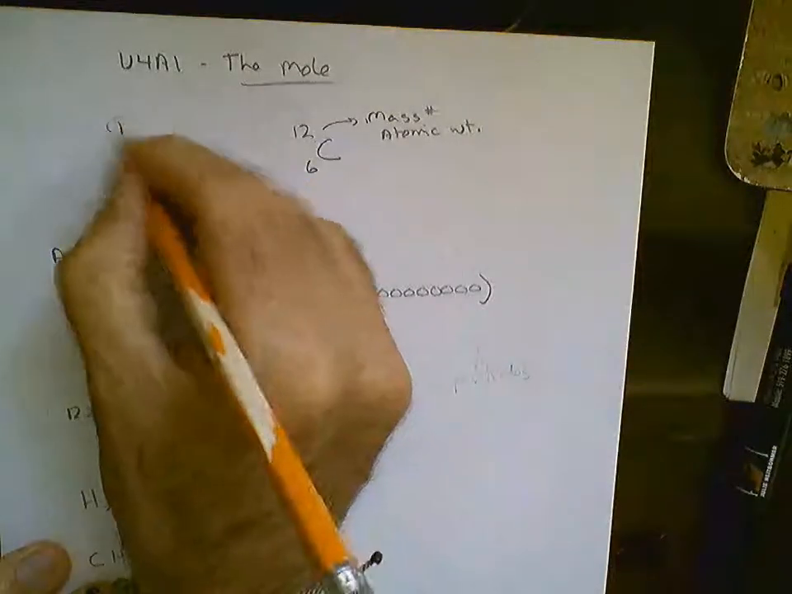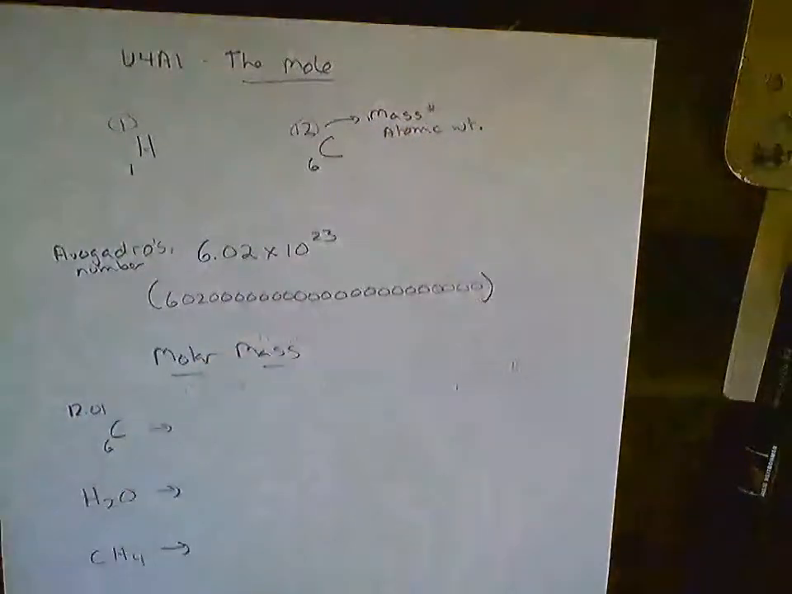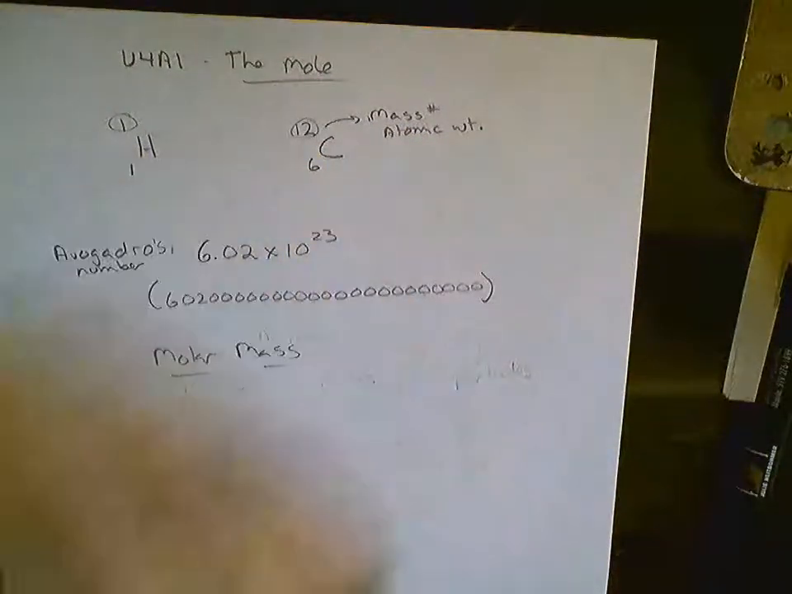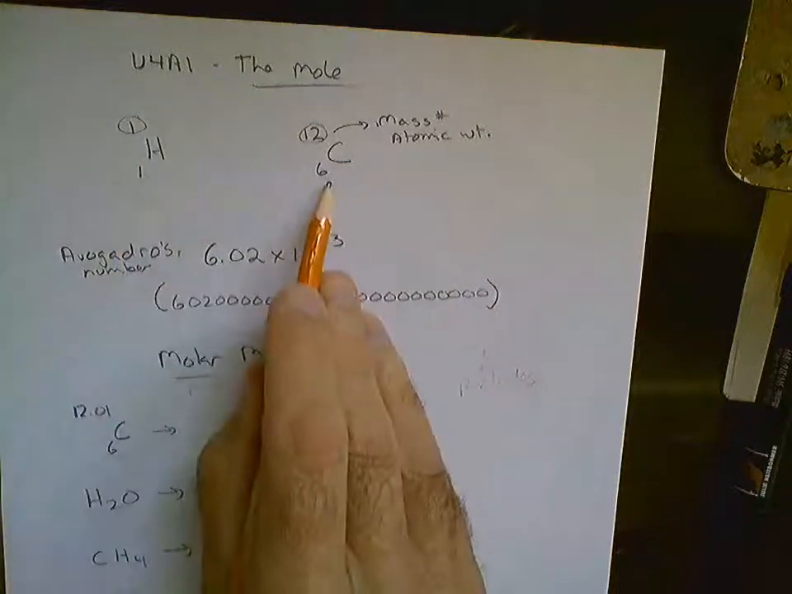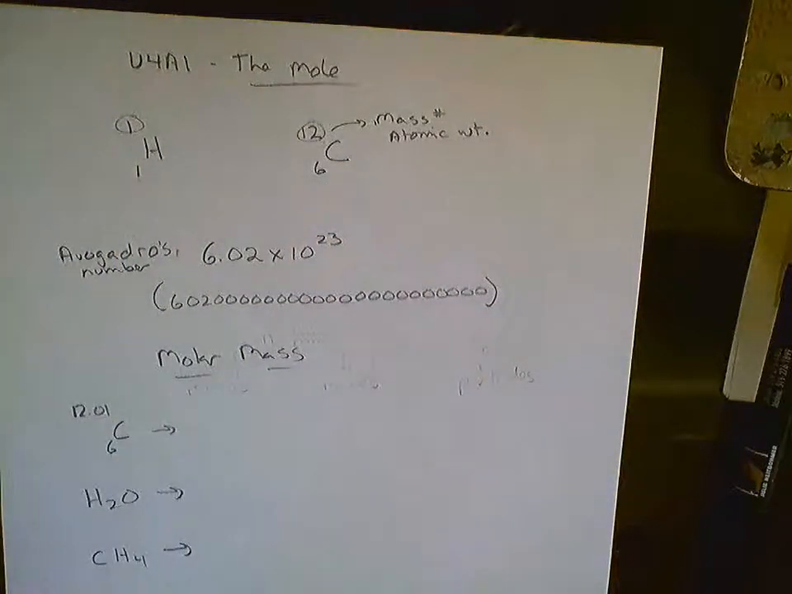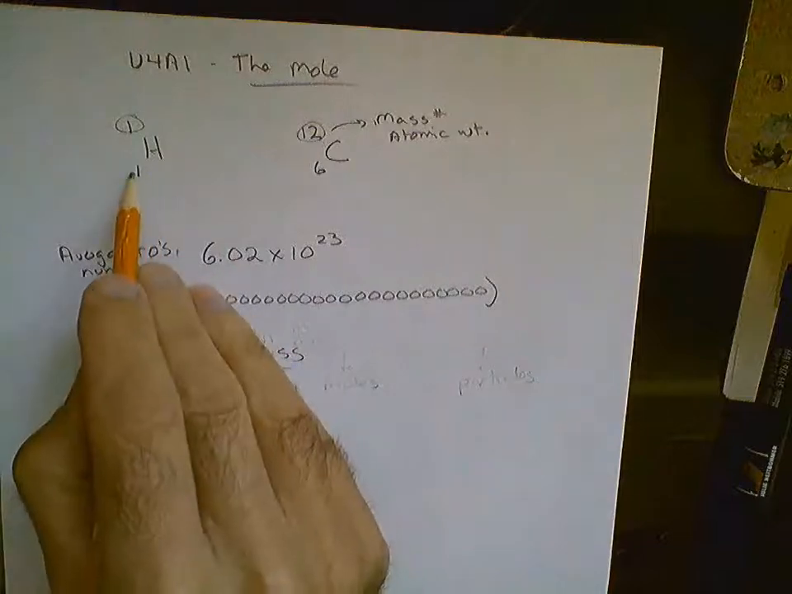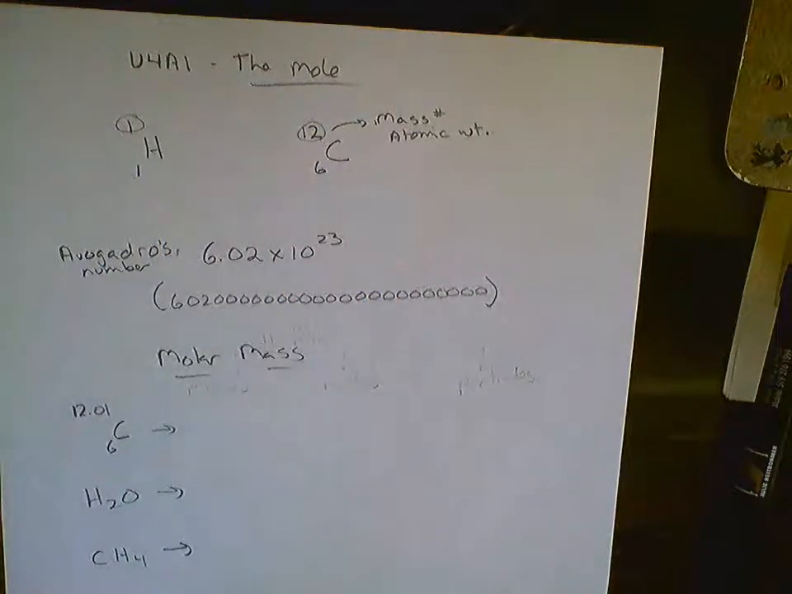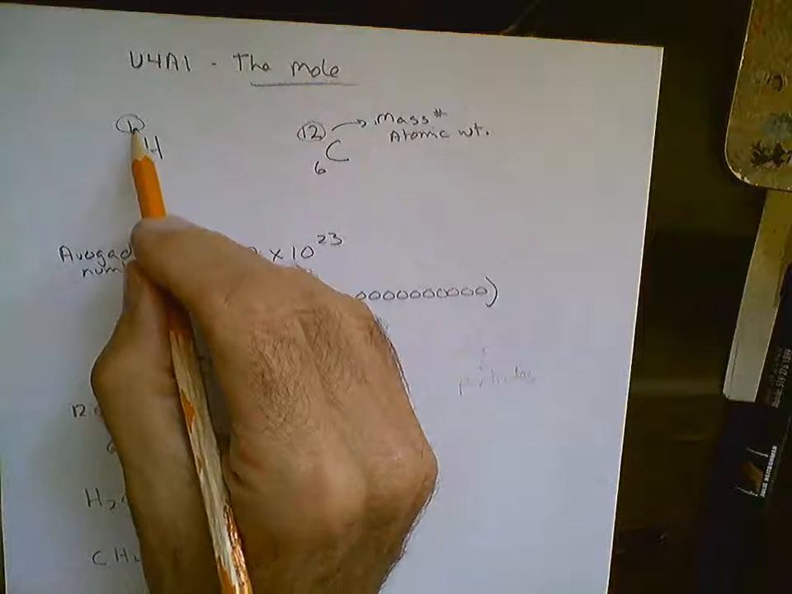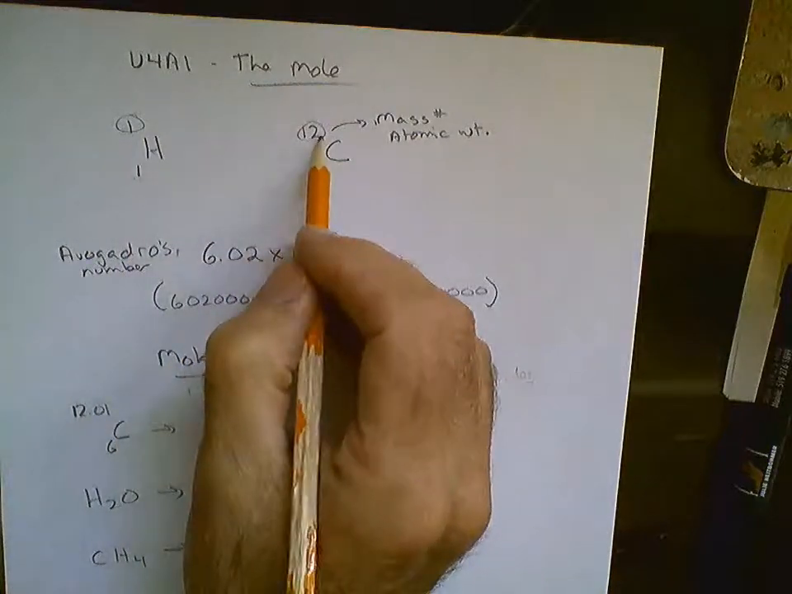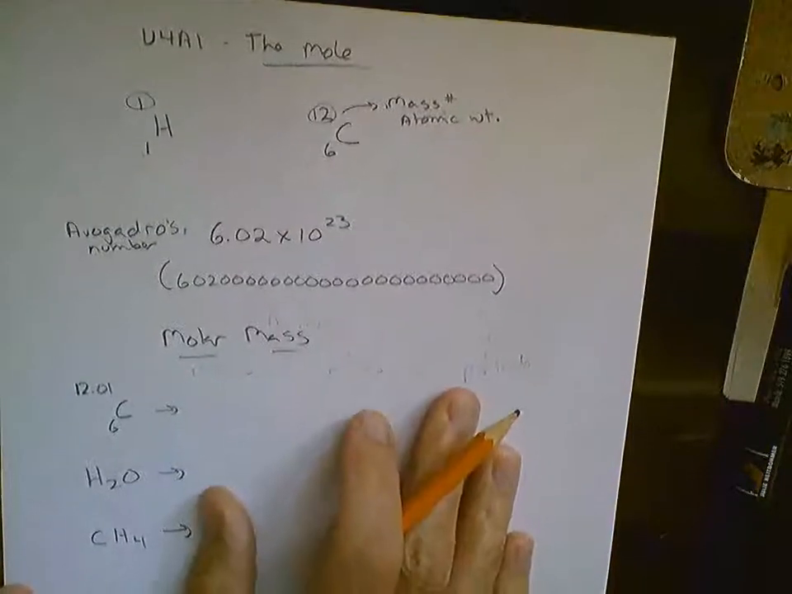As you can see, the mass of hydrogen is 1. The mass of carbon is 12. Carbon's 12 times heavier than hydrogen. Now this number here is the atomic number, so that tells us which number it is on the periodic table. This is the first element, this is the sixth, and it's based on the number of protons that it has. So right now we know that 1 mole of hydrogen weighs 1 gram, 1 mole of carbon weighs 12 grams. Well, what is 1 mole?